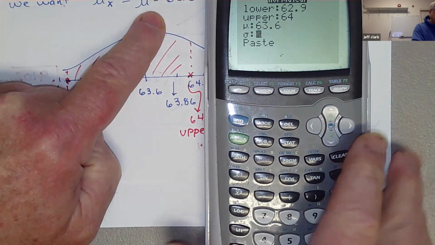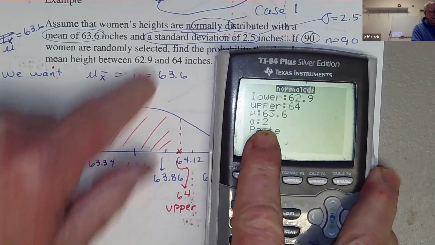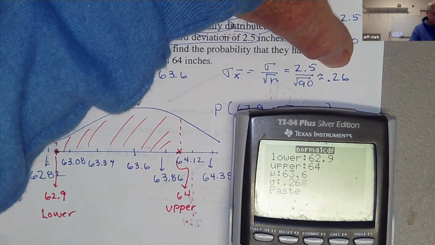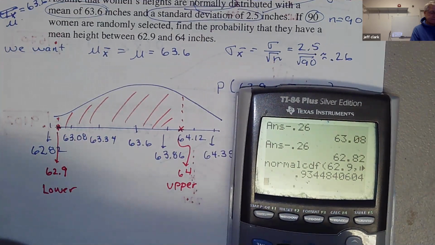Now, sigma, okay, sorry. Sigma right there. Not that, for us it's going to be that. So that's what I'm going to put in, 0.26. Paste, enter, four decimal places. Well, yeah, look, I've almost shaded the entire amount. That's why this is so big, 0.9345.